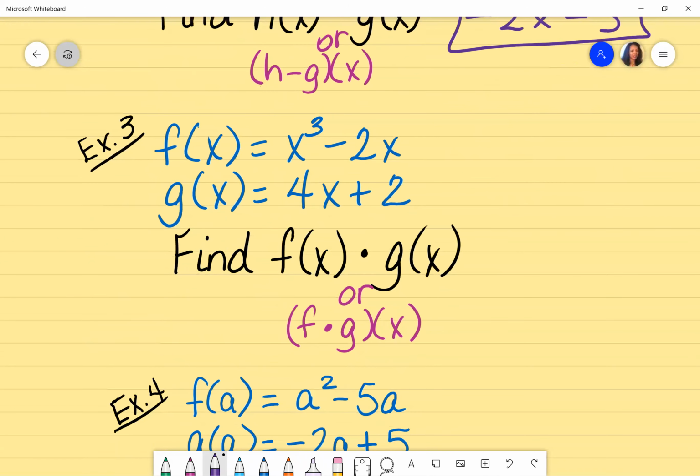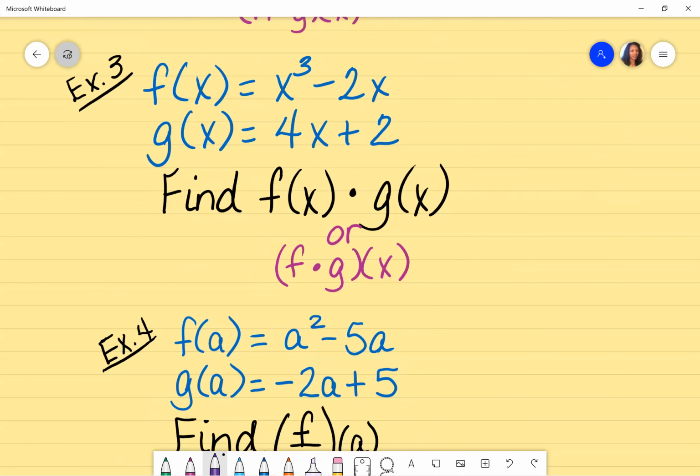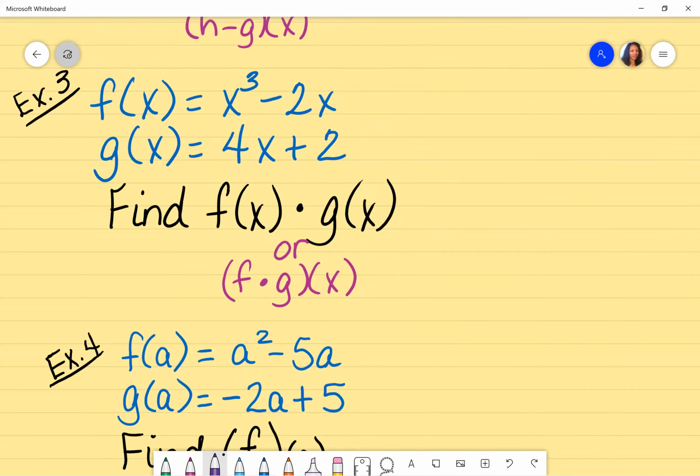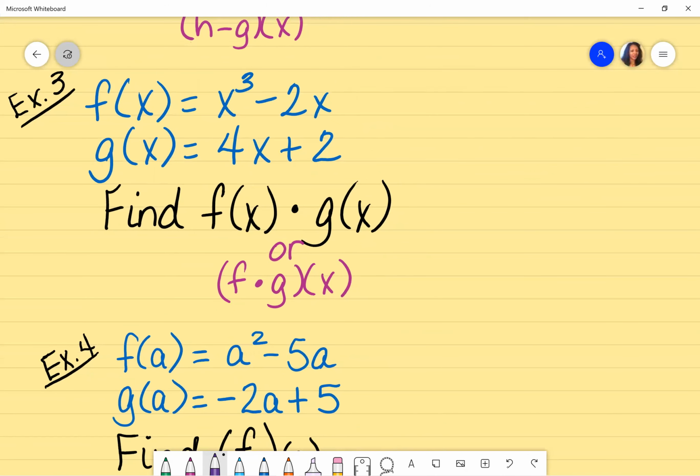Basic operations here. Example 3, I'm asked to multiply f of x times g of x. Again, this is another way of seeing it written out in your instructions, so we're just going to follow those directions. I personally like the box method. You can actually multiply them side by side if that's what you want to do.